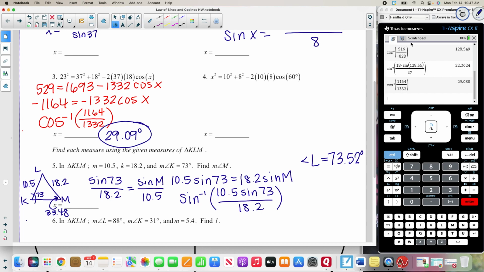Okay, now you're going to work number 4. On number 4, are you looking for a side length or an angle measure? A side length. So there should not be any inverses being typed.